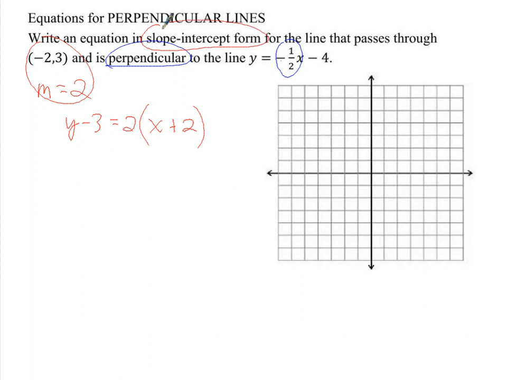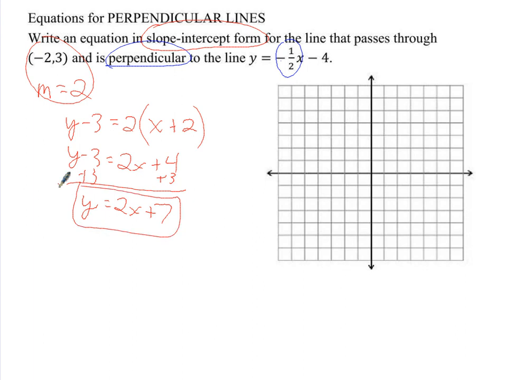They still want slope-intercept form, so I distribute. Y minus 3 equals 2x plus 4. And then I add 3 to both sides to get y by itself. Y equals 2x plus 7. This is the answer.